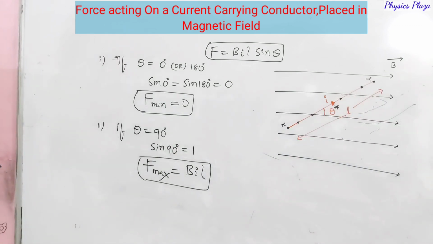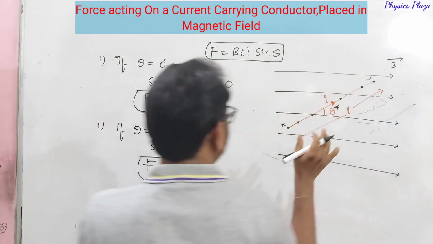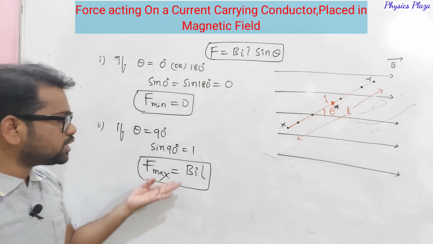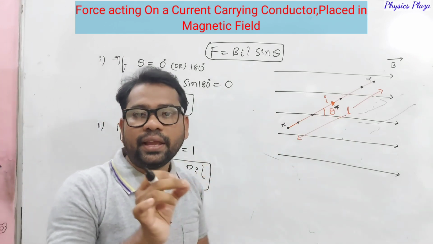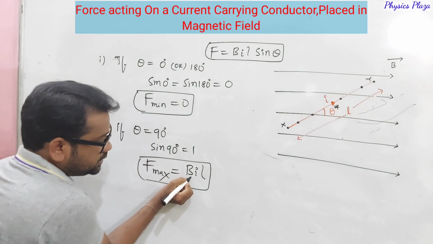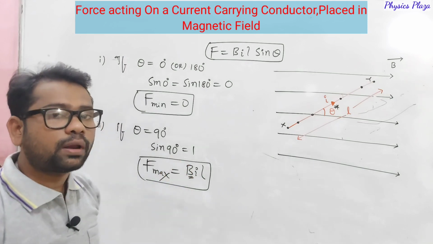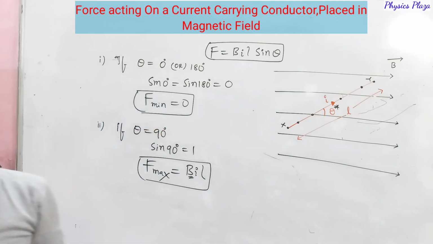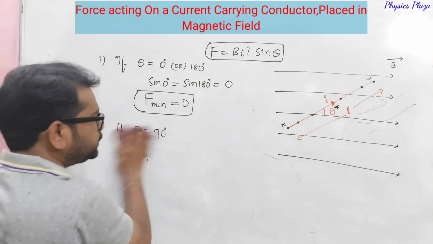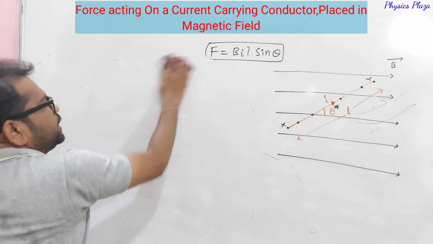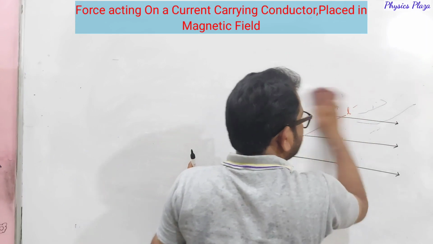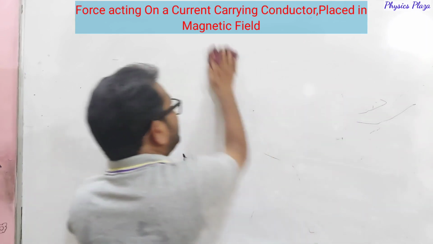When a current carrying conductor is placed in the direction of the magnetic field, the force acting on that conductor will become minimum, that is 0. Whereas when it is introduced perpendicular to the field, then what will happen? It experiences maximum force, that is BIL. Now children, this discussion is very important. Here B is called what? Magnetic field. Children, from the examination point of view, the units of magnetic field are very important. Now we will see the units of magnetic field.